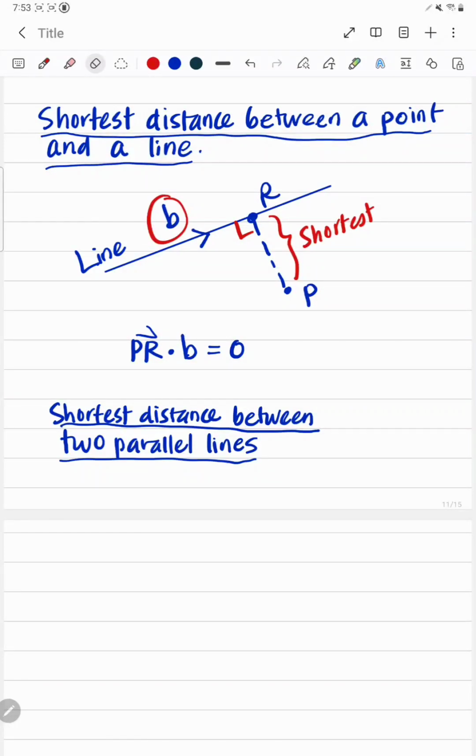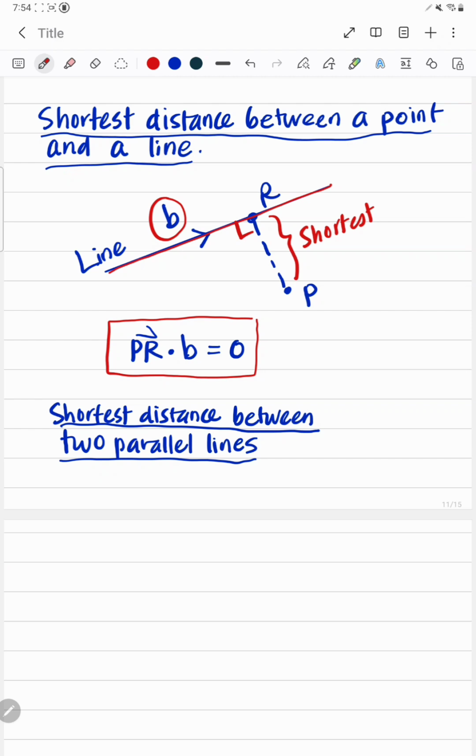In one of the examples before, we discussed how to find the shortest distance between a point P away from the line L. So we start with PR, the vector PR dot B. B is the direction vector of the line that we have, and PR dot B must be 0 because for the shortest distance, PR must be perpendicular to the line.